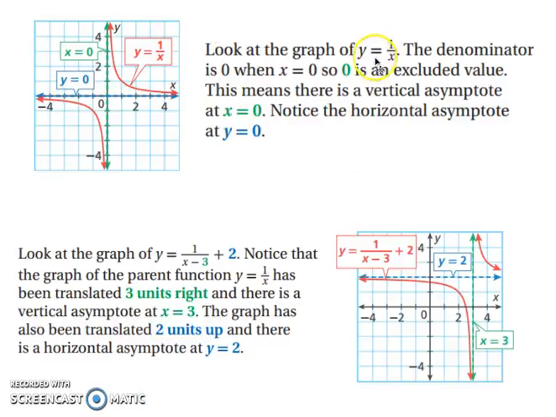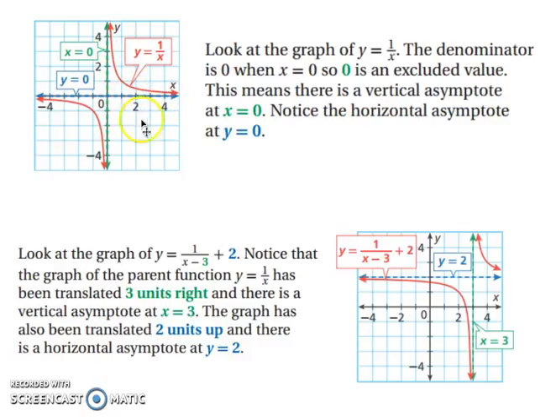So let's look at the graph of y equals 1 divided by x. The denominator is 0 when x equals 0. So 0 is an excluded value. This means there is a vertical asymptote at x equals 0. Notice the horizontal asymptote at y equals 0.